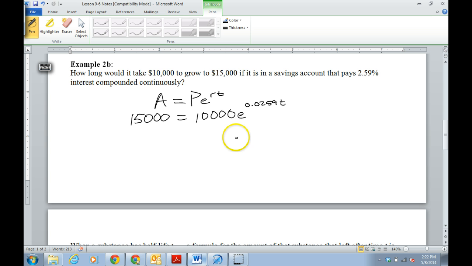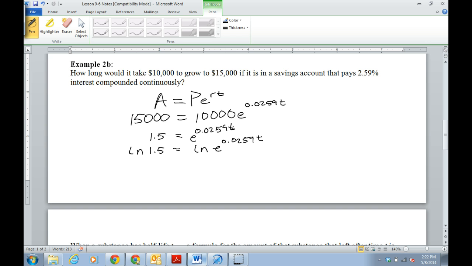What do I need to do? Okay, so we're going to divide both sides by 10,000. And when we do that, we have 1.5 equals e to the 0.0259 t. Now what? What type of log? It's a special kind. Natural log, yes. We're going to take the ln of 1.5 and the ln of e to the 0.0259 t.